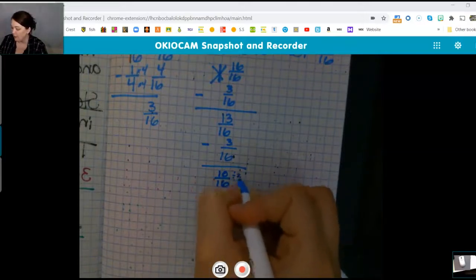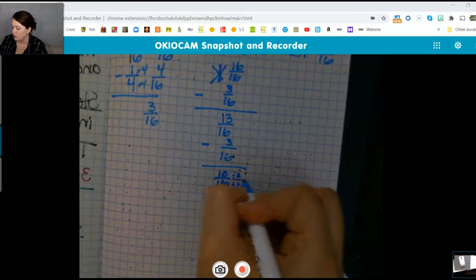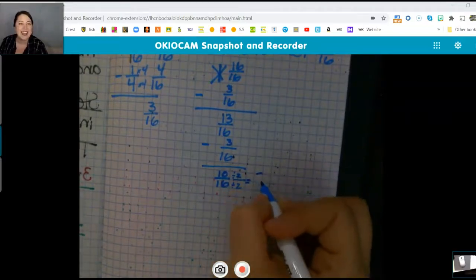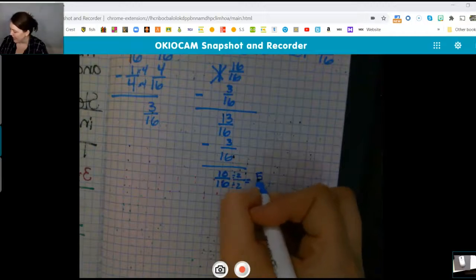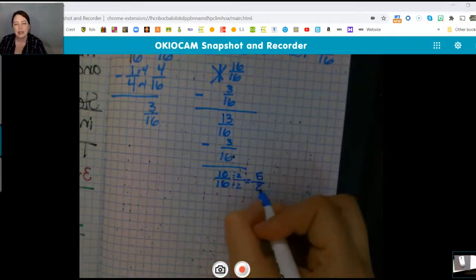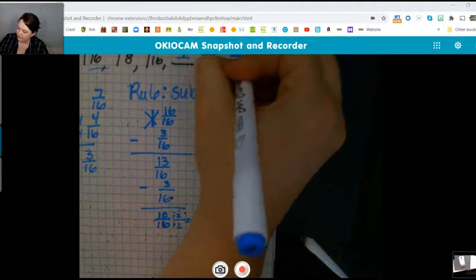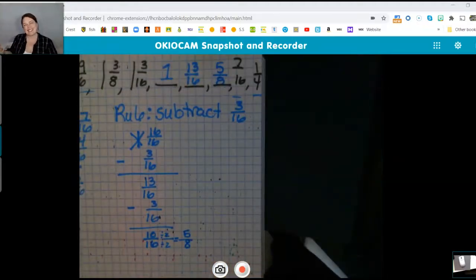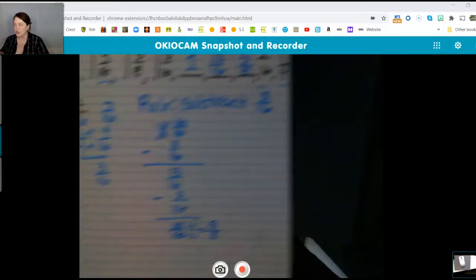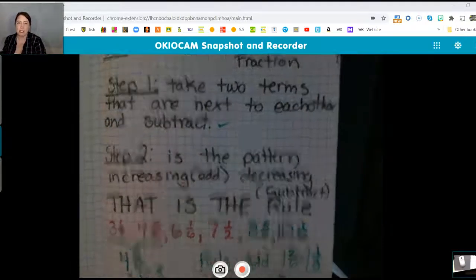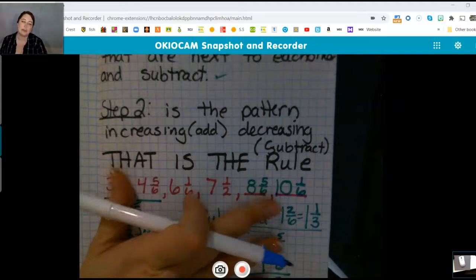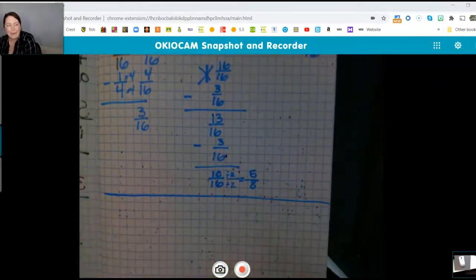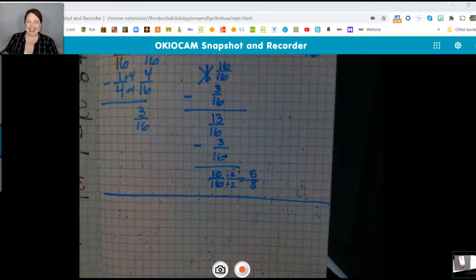But 10/16 can be reduced. So I'm going to divide both top and bottom by 2 because whatever I do to one, I must do to the other. 10 divided by 2 is 5, and 16 divided by 2 is 8. So I end up with 5/8. And then 5/8 minus 3/16 is 7/16. So that's how you do it, guys. That's really, for this first part where they're asking you what is the rule and apply it, all you have to do. Now, of course, it's not that simple.